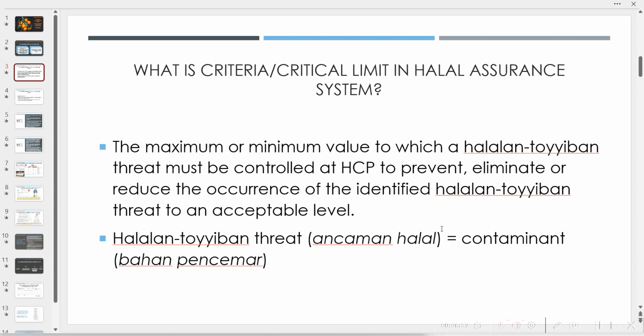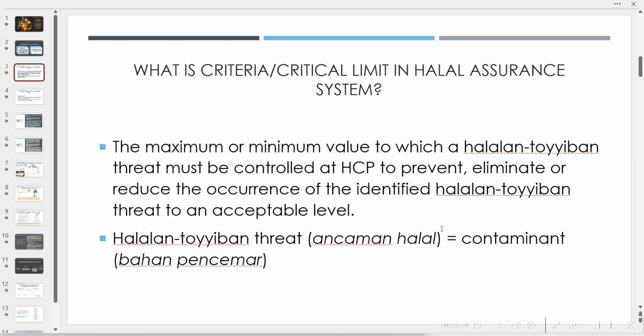Okay? So what is criteria and critical limit in halal assurance system? Further explanation. It is also considered a maximum or minimum value to which a halal toyiban threat must be controlled at halal control point to prevent, eliminate or reduce the occurrence of the identified halal toyiban threat to an acceptable level. Alright?